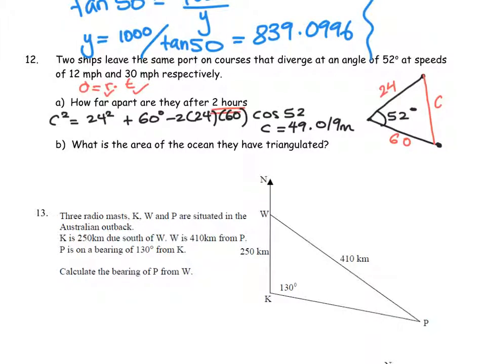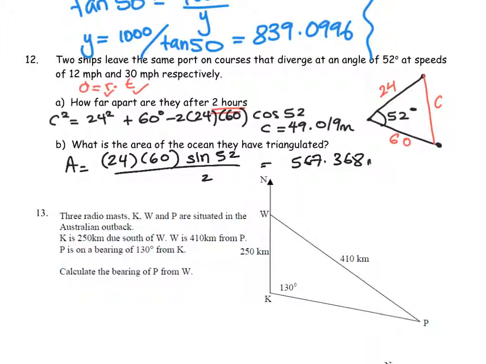Now what is the area of the ocean they have triangulated? So I have a side, angle, side, so I can do 24 times 60 times sine of the angle between them, over 2, and that will give me the area. So the area is going to be equal to 567.368 miles squared.